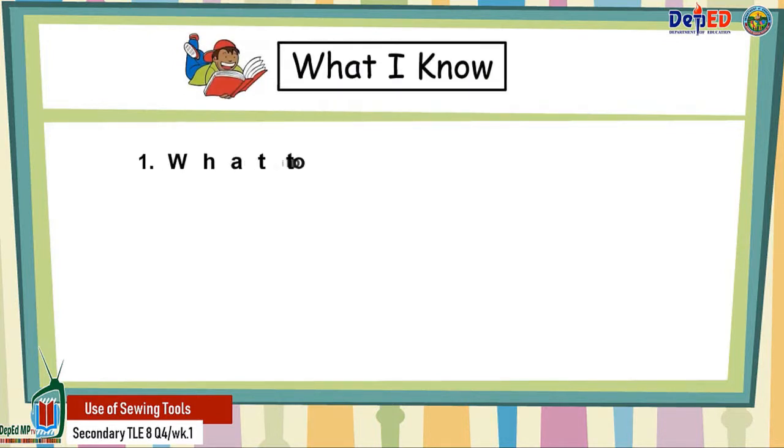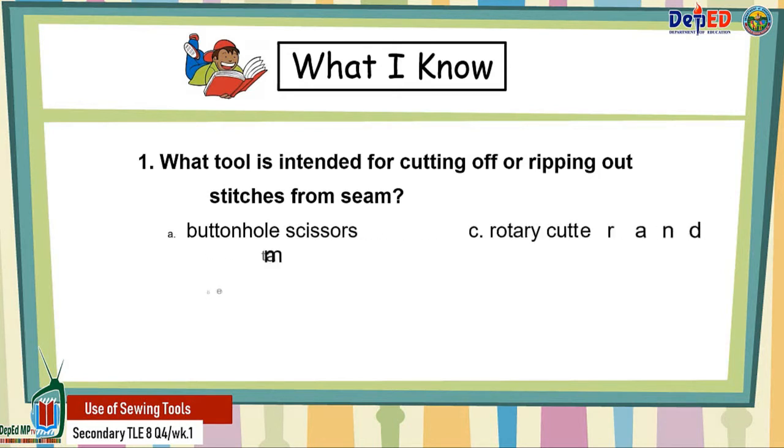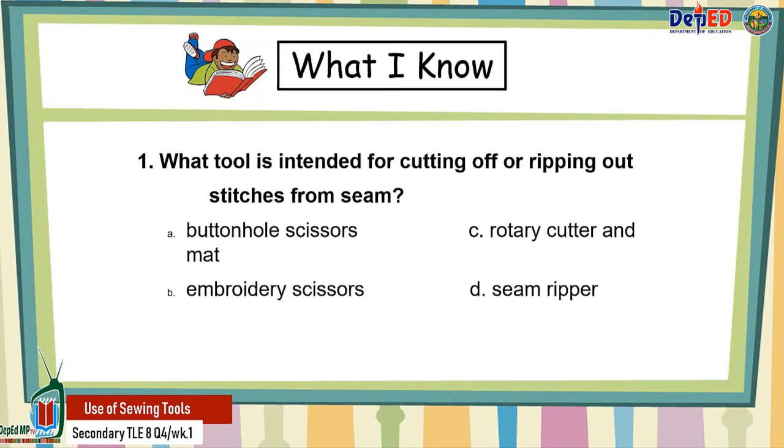Number 1. What tool is intended for cutting off or ripping out stitches from seam? Letter A. Buttonhole scissors. Letter B. Embroidery scissors. Letter C. Rotary cutter and mat. And letter D. Seam ripper.